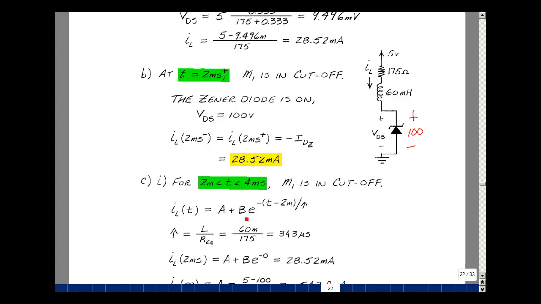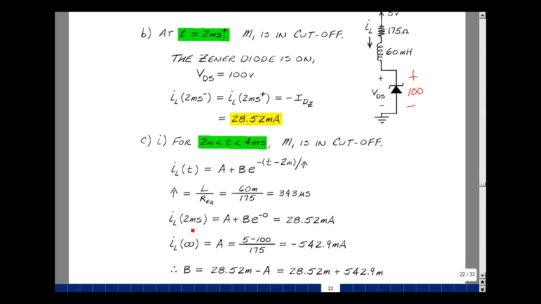It's going to be some A plus B times e to the minus the quantity t minus 2 milliseconds over tau. Tau is L over R equivalent. We need to find the resistance seen by the inductor with all the independent sources set equal to 0, shorting this back to ground, and this battery effectively shorting that back to ground. And looking in these terminals, I see 175 ohms back to ground, back to this terminal of the inductor. R equivalent is 175 ohms, and that gives me a time constant of 343 microseconds.